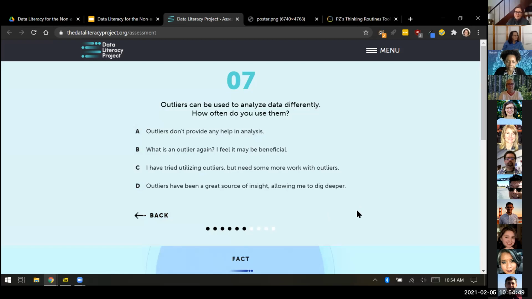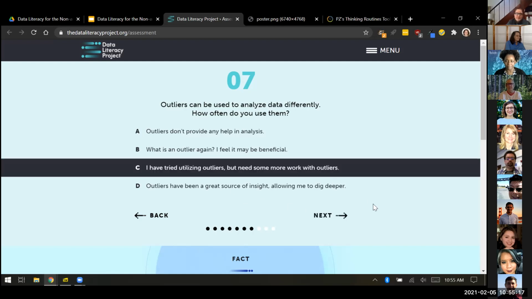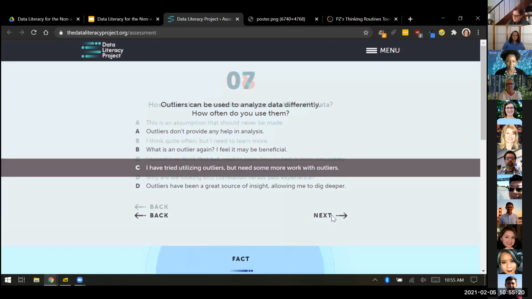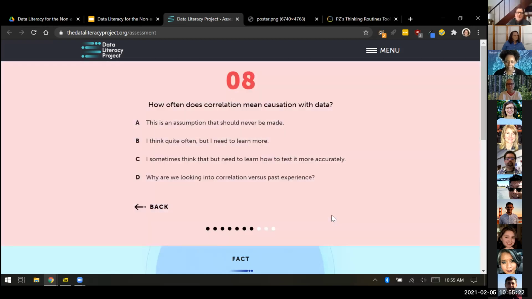Okay, we're closing in on the end here. Question 7. Outliers can be used to analyze data differently. How often do you use them? A, outliers don't provide any help in analysis. B, what is an outlier again? I feel it may be beneficial. C, I have tried using outliers, but I need some more work with outliers. And D, outliers have been a great source of insight, allowing me to dig deeper. I'll choose C, need some more work.